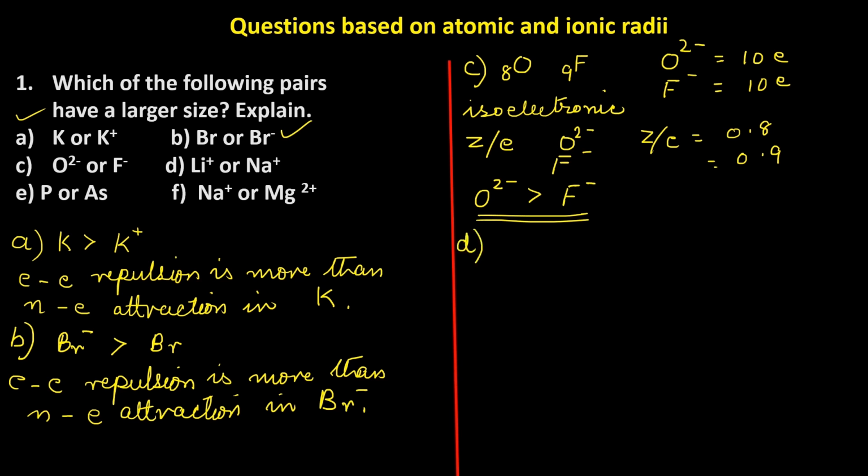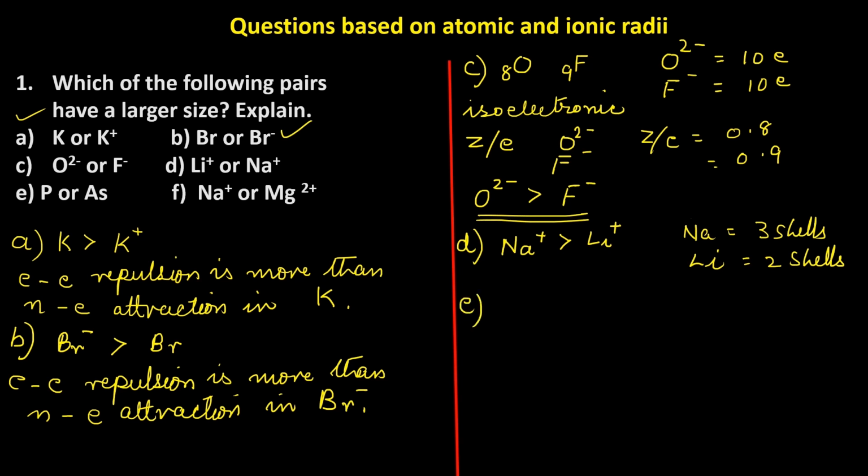Next one, D. Lithium ion or sodium ion, which is bigger. Obviously, lithium belongs to second period, so it has only 2 shells. But sodium belongs to the third period, so it has 3 shells. So naturally, sodium ion is bigger than lithium ion. So the reason is sodium has 3 shells, whereas lithium has only 2 shells. Atomic radii and ionic radii increase with increasing number of shells, that is down the group.